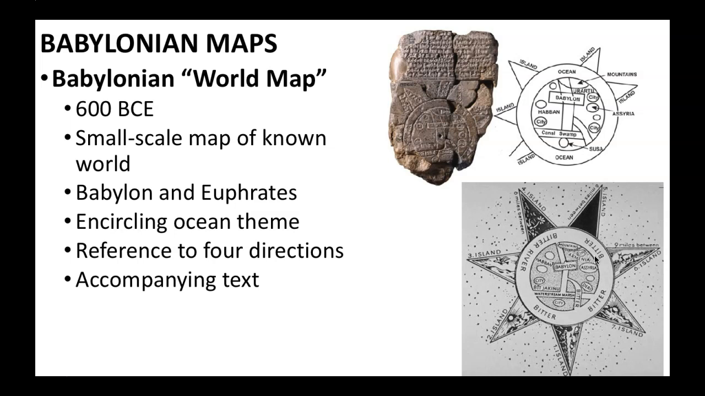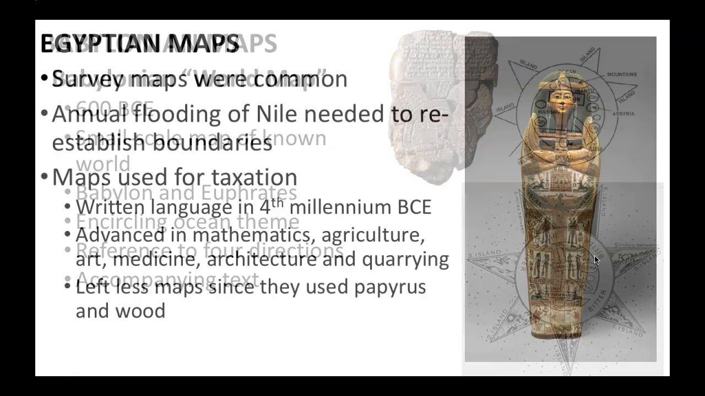This is the Babylonian world map, dated to about 600 before the Common Era. And this is a small-scale map of the known world at the time, which depicts, for example, Babylon and surrounding cities, as well as oceans. You see Babylon and the Euphrates River along with an encircling ocean, and this theme is going to repeat itself in other maps. This map also has the 4 directions of the wind, and it also has an accompanying text which describes the map. So that is very useful.